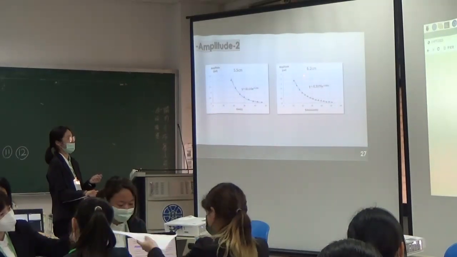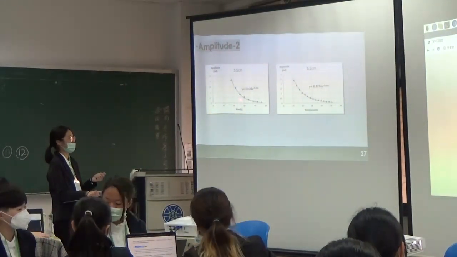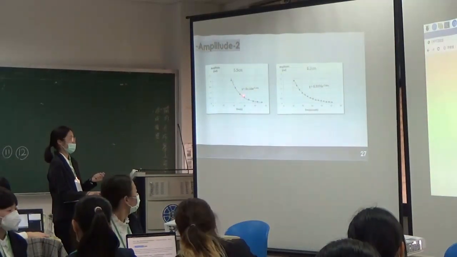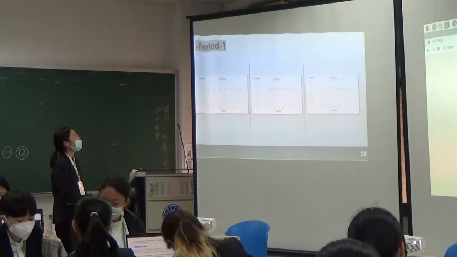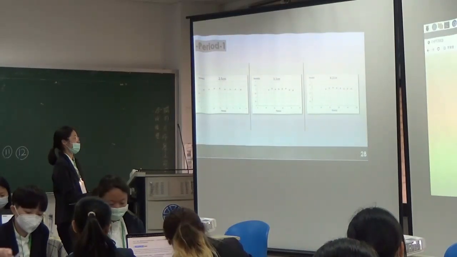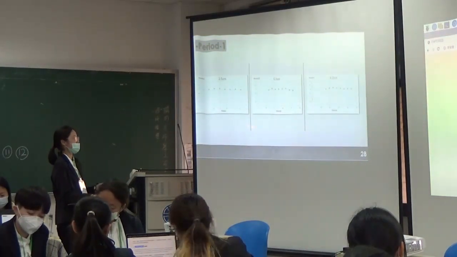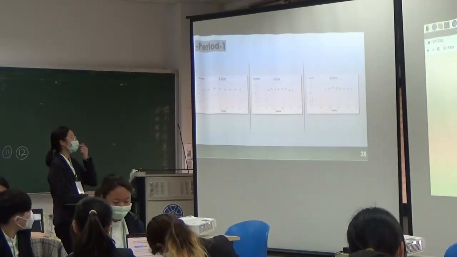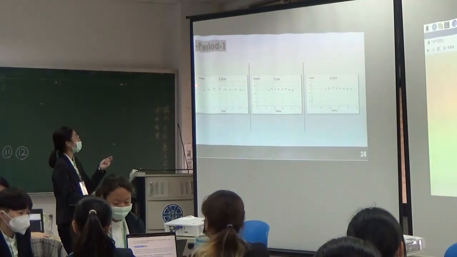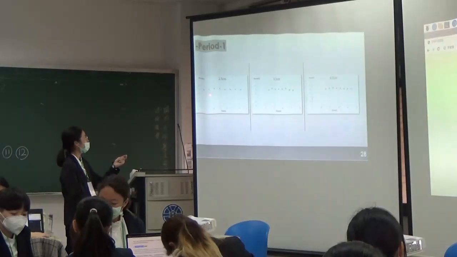Centimeter and 6.2 centimeters. And we can get the trend line equation. And this is our period. The x-axis is also time in seconds, and the y-axis is also period. And we can see the period is about 4.